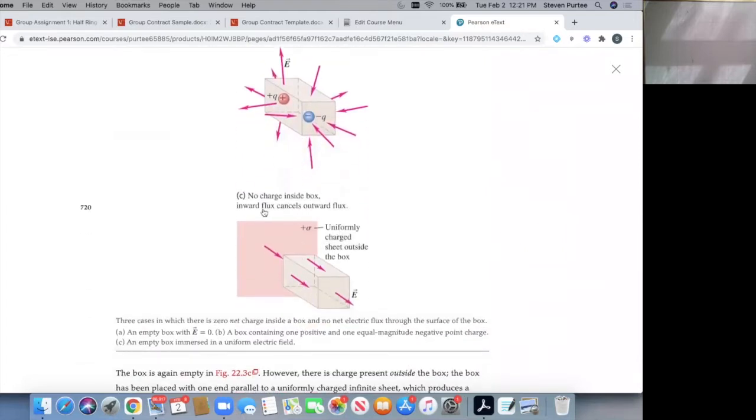Okay, well, what if none of my charge is inside the box? I just have charge back here and then I've got an empty box. Well, then everything that flows in back here is also going to flow out. Then that would be no net flux through the box. That's going to motivate Gauss's law later. Gauss's law tells us that the flux through a surface is the charge enclosed over epsilon naught.